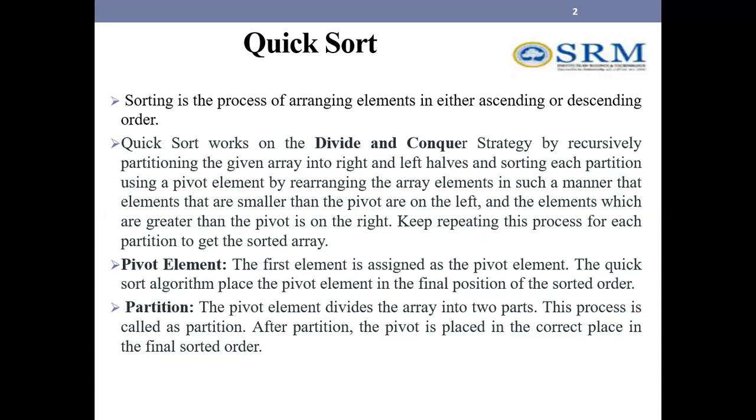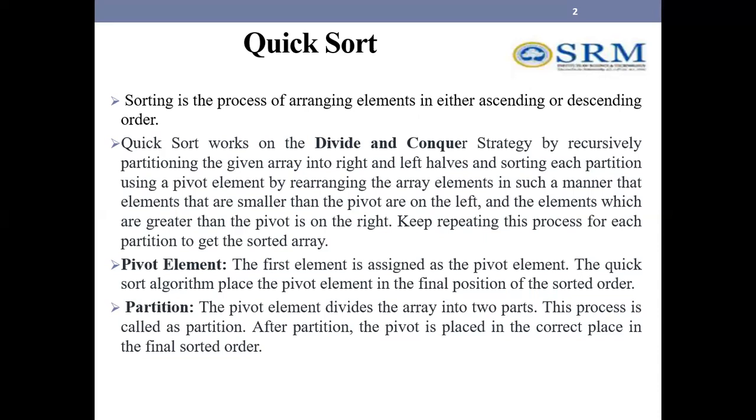Before the pivot element, all values are less than the pivot element. And after the pivot element, the right subarray elements are greater than the pivot element. That means in the left subarray, all the elements are less than the pivot element. In the right subarray, all the elements are greater than the pivot element. That is the divide concept of QuickSort.